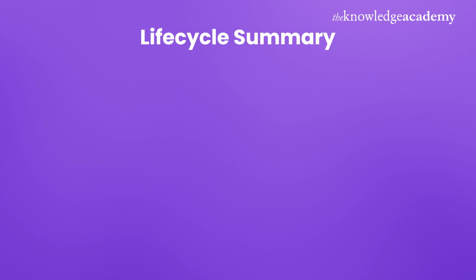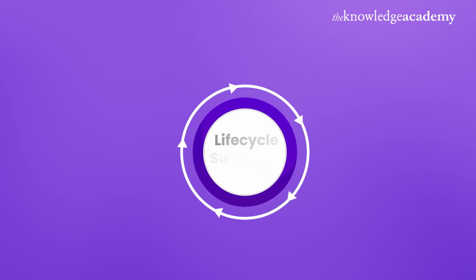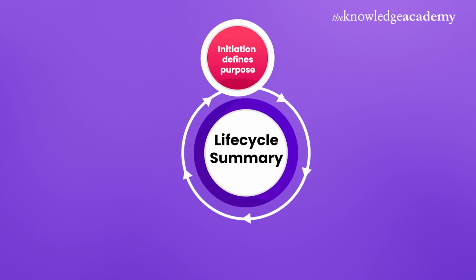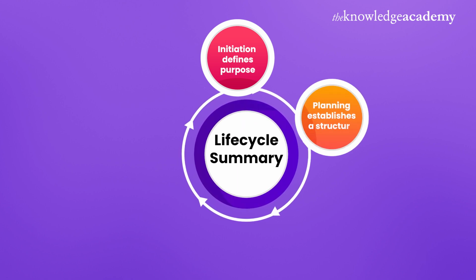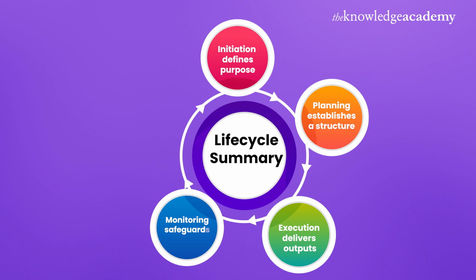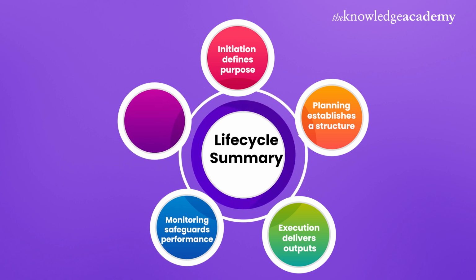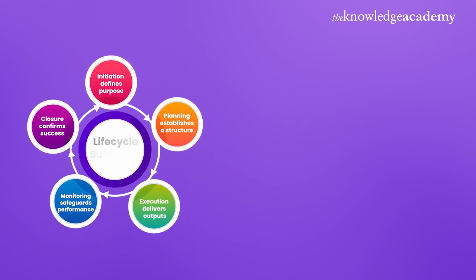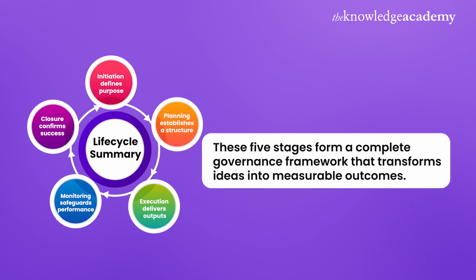Life cycle summary. Let's bring it all together. Initiation defines purpose. Planning establishes a structure. Execution delivers outputs. Monitoring safeguards performance. Closure confirms success. These 5 stages form a complete governance framework that transforms ideas into measurable outcomes.